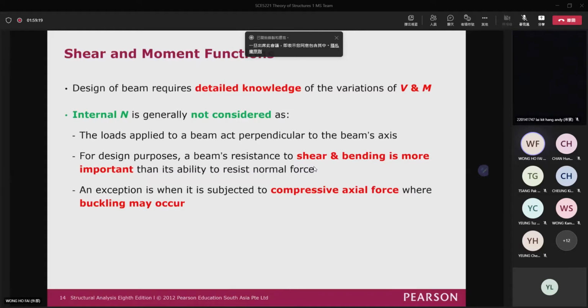For beam design, usually the axial force is not considered, because for design purposes the shear and the bending moment are more important. The axial force within the beam member can basically be negligible. Axial force becomes more critical for compression members like columns. Beams are usually subjected mainly to bending and shear. So don't worry about the axial force.